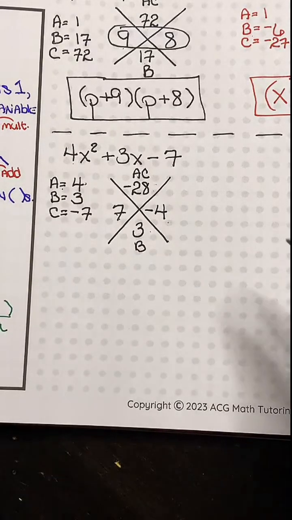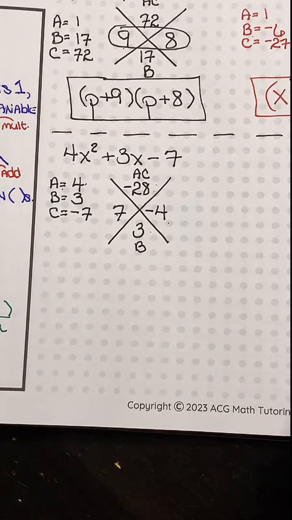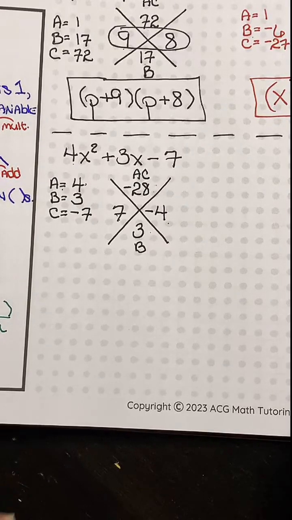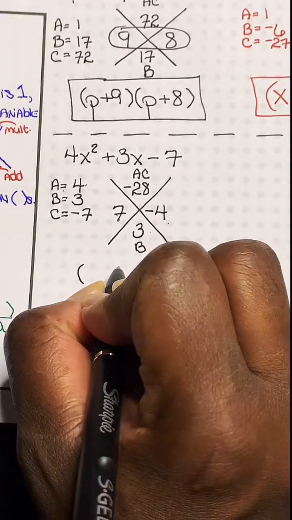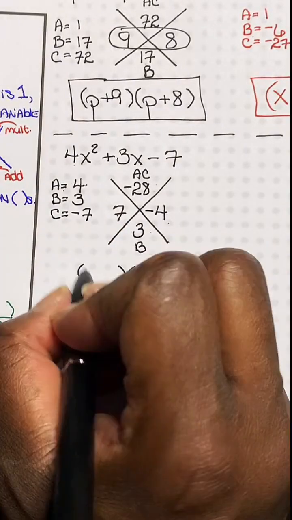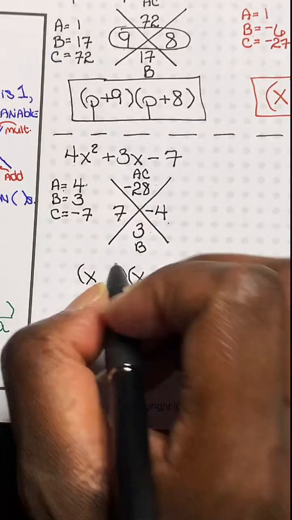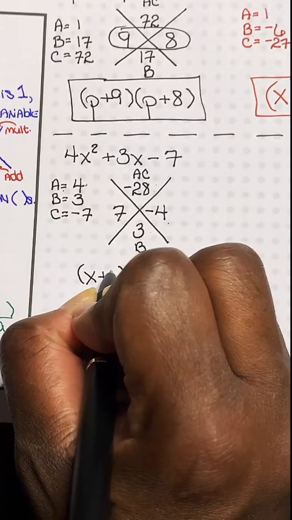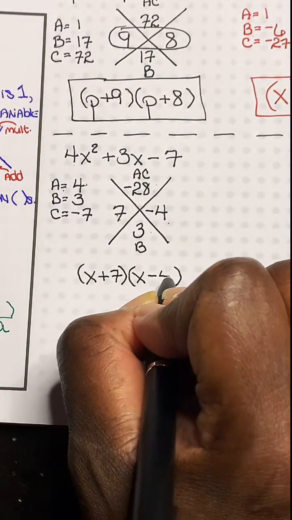So now that we have that, I've learned something that will make things a lot easier. You know how we have our two parentheses, and we normally just take the variable, put an x here, put an x here, have the 7 go here, so that'll be positive 7, have the negative 4 go here, so we do a minus 4.